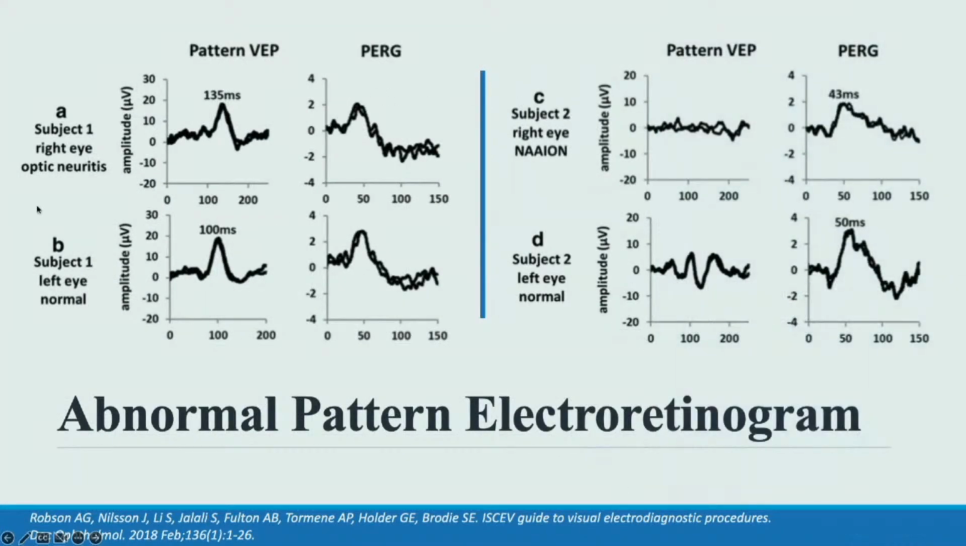Again, when we come to optic nerve disorders, you can see optic neuritis, right eye, left eye normal. Here you can see that the waveform is reduced in the affected eye, but the selective loss of the N95 component is visible in the affected eye. And similar would be a case of non-arteritic AION, where you can see the pattern VEP is flattened out, and the pattern ERG shows a selective loss of the N95 component because your ganglion cells are getting affected, but the macular photoreceptors are normal.